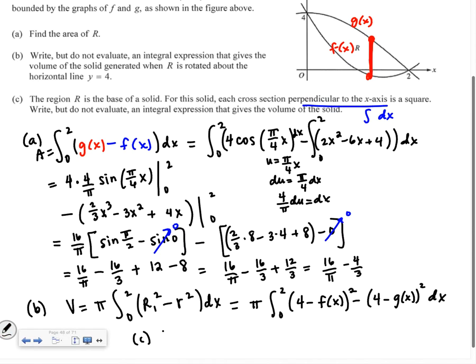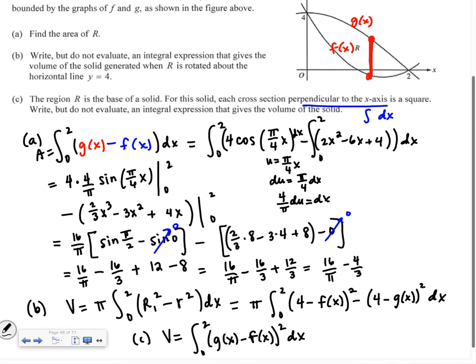So we're going to have our volume. We don't put a pi because we're finding the cross-section area, and we're integrating that cross-section area. So the area of the square is going to be g of x minus f of x. That's one of the sides, so I square it, right, side squared. And my x values go from 0 to 2 still. Okay, so that would be the setup for that one. And you can leave it like that.